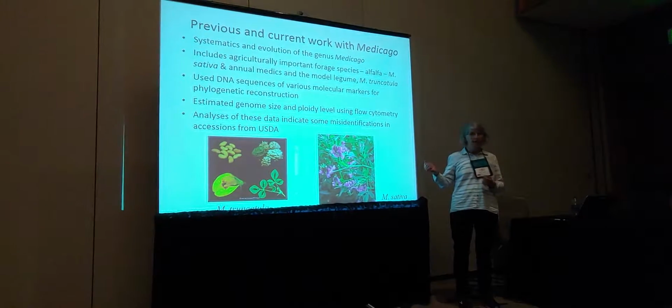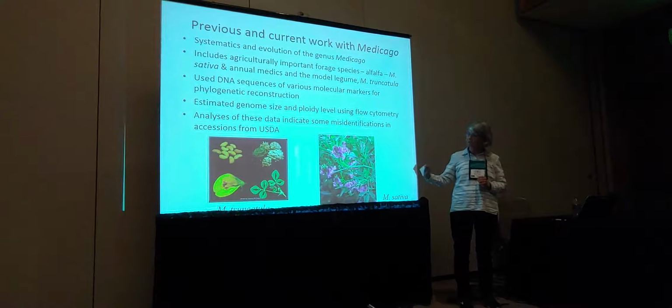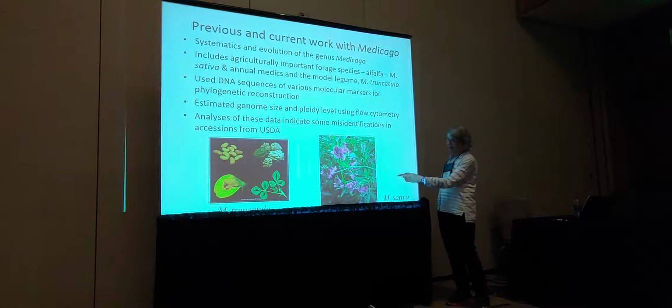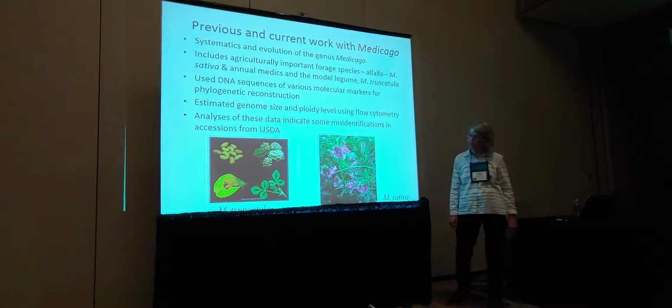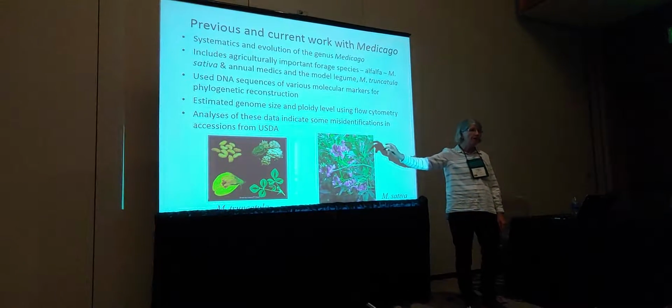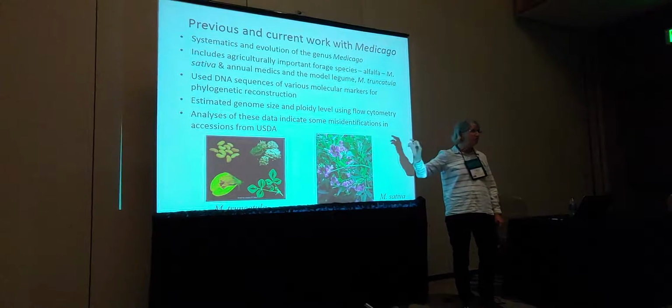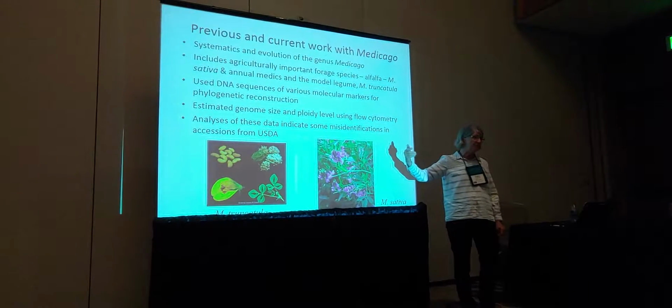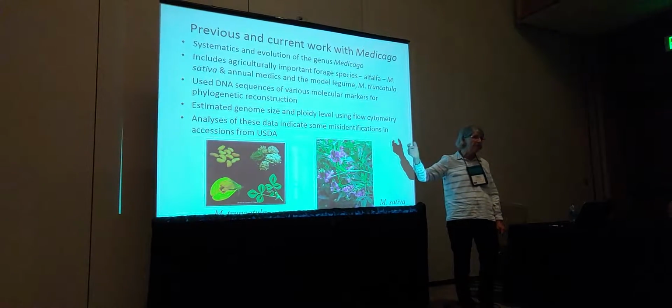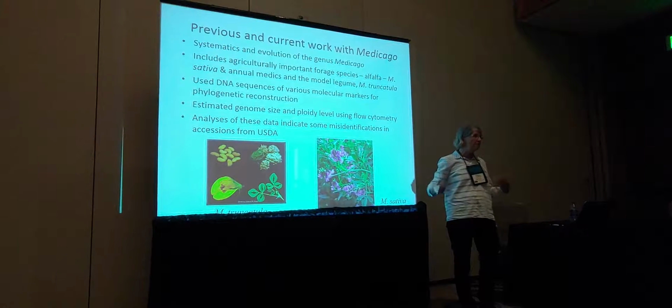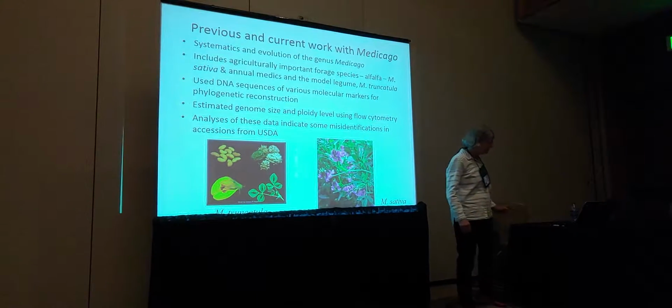As you know, the genus Medicago is important. It's alfalfa, Medicago sativa, and it's also a model legume, Medicago truncatula, that has been widely sequenced in terms of whole genome sequencing and then resequenced for a pan-genome of Medicago truncatula.